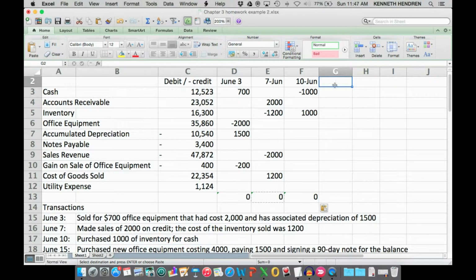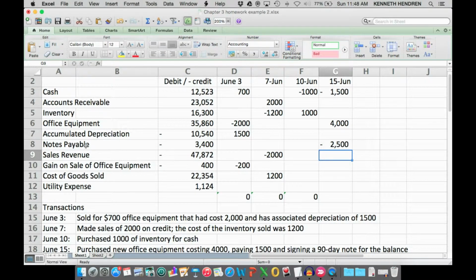Then June 15th. We purchased new office equipment for $4,000, so that increases by $4,000. We paid $1,500 in cash, so our cash goes down by $1,500. We signed a 90-day note for the balance, which would be $4,000 minus $1,500, which is $2,500, and so our note payable goes up by $2,500.